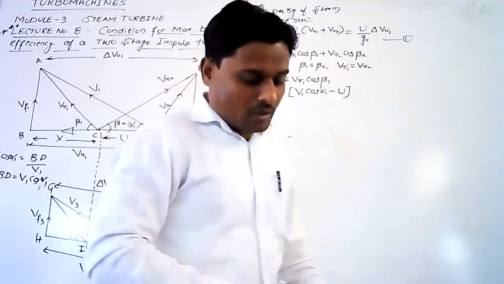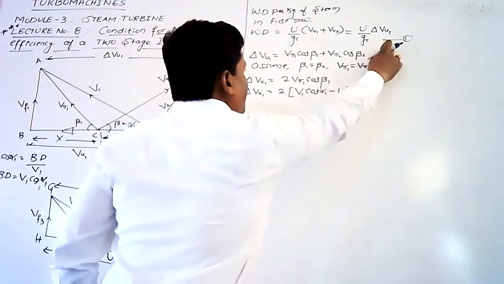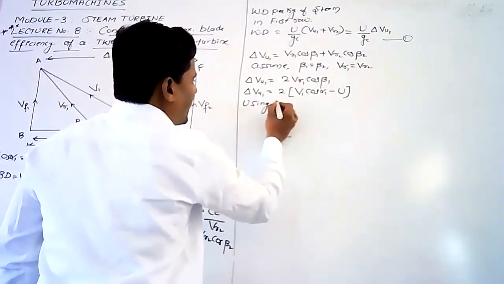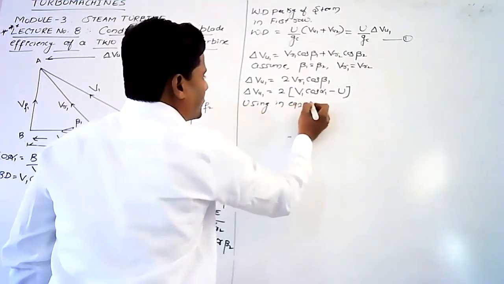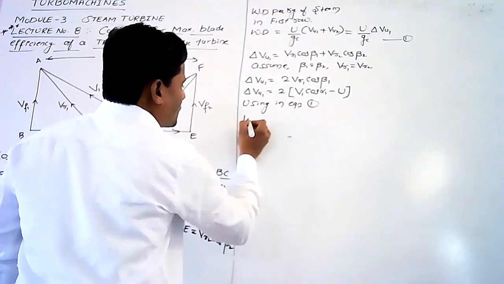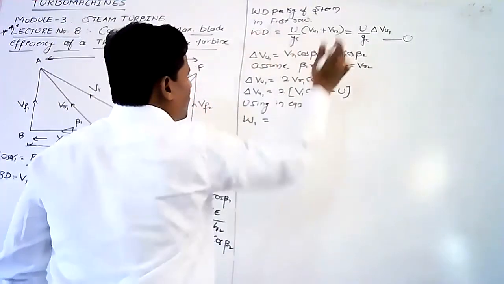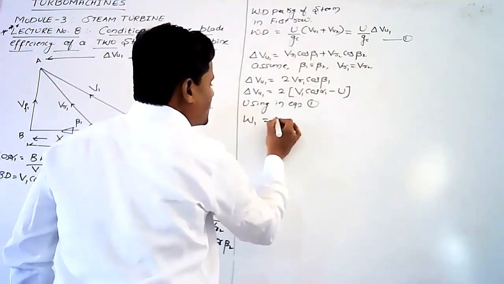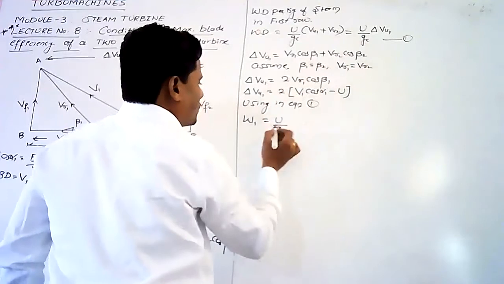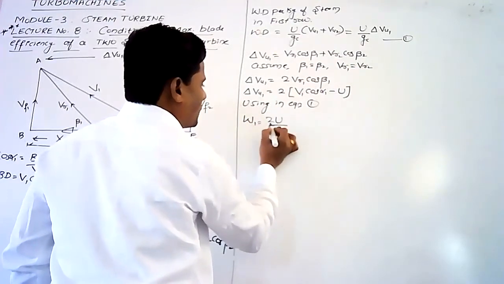Now let us substitute this delta VU1 in equation number 1. So the work done per kg of steam by the first runner, let me take this as W1, equals U by GC as it is, and delta VU1 is 2 times, here 2U, let me write here 2U equals to.